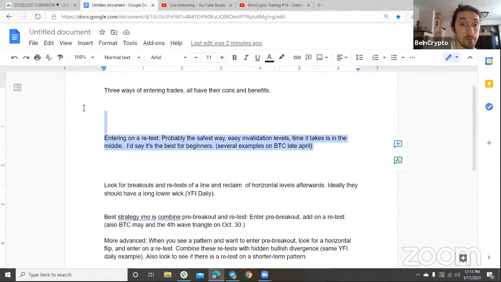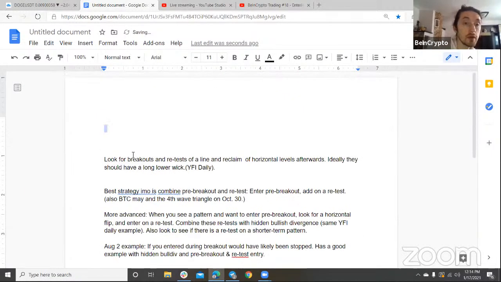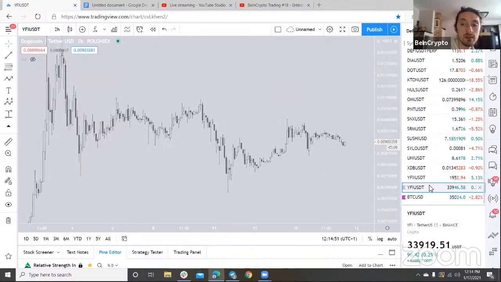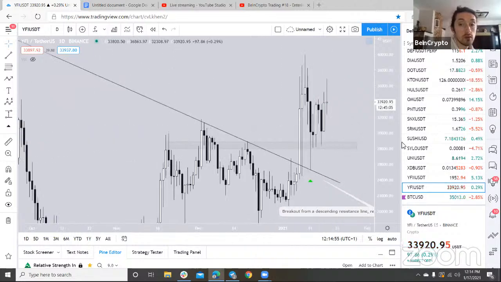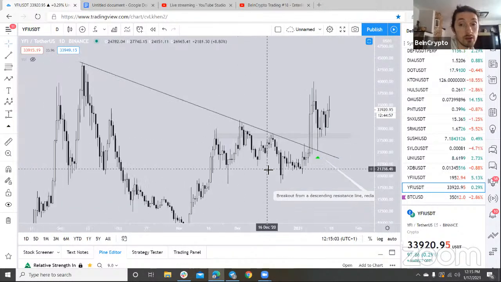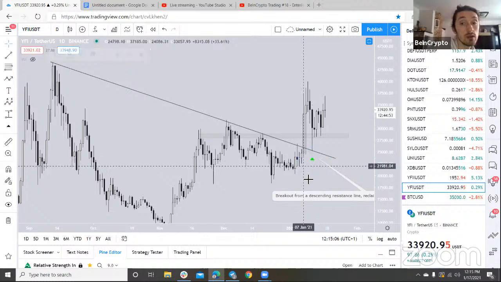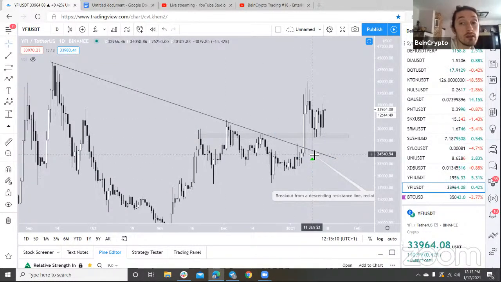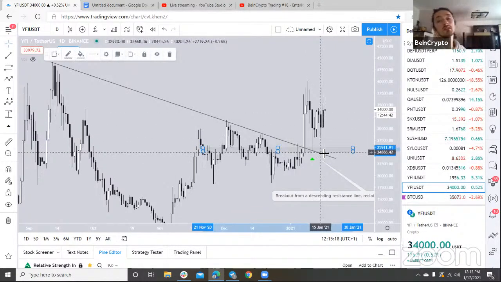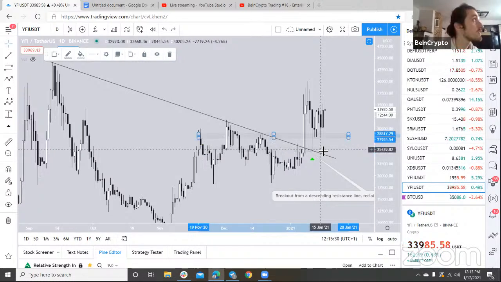And another way would be to look for breakouts and retests of a line and then a reclaim of the horizontal level afterwards. So YFI is an example of this. I feel like these are stronger than the previous one. So the difference between this and the Dogecoin example I just took previously is that in this case, you get the retest of the descending resistance line, and then YFI increases and reclaims this level. In the case of Dogecoin, the horizontal level coincided with the descending resistance line, while in the case of YFI, it reclaims it shortly afterwards.